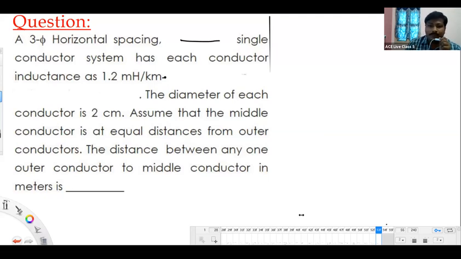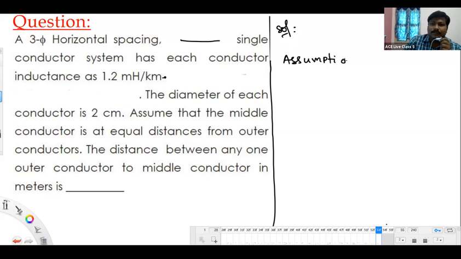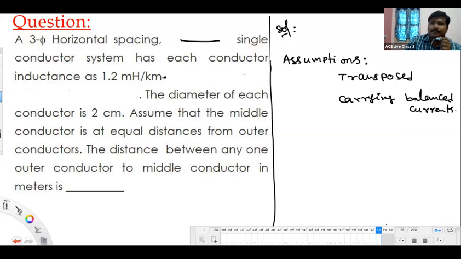If his interest is to ask about an untransposed system, he will mention it in the problem. If he didn't mention whether the system is transposed or untransposed, we have to assume it as transposed all the time in the calculations. All of you getting this? I need your response, please. Assumptions: transposed, carrying balanced currents.